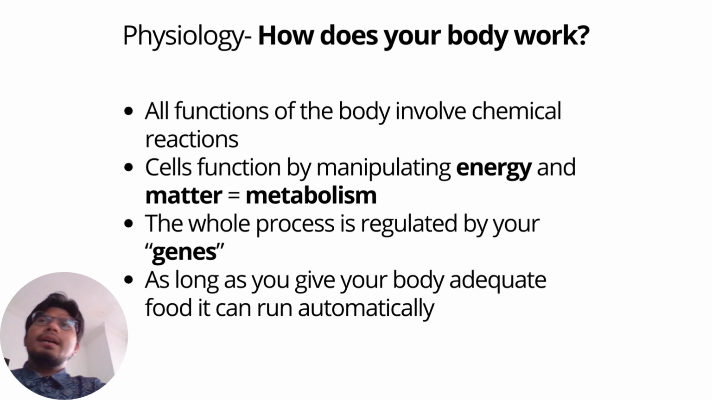Now, the general definition of physiology is that we learn how the body or organ functions. Okay, so in the human body we have cells. This cell needs to manipulate energy and matter, which we term metabolism. This process is fully controlled by our genes. So as long as we have enough resources, this can run automatically and continuously.